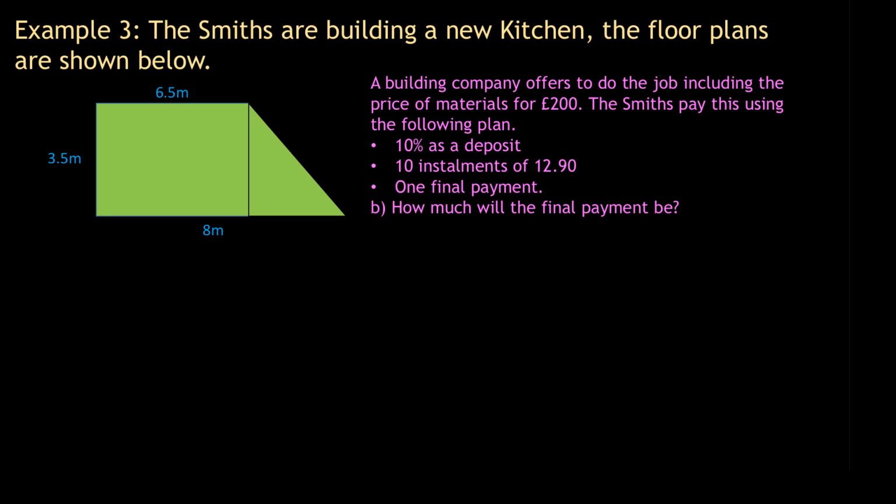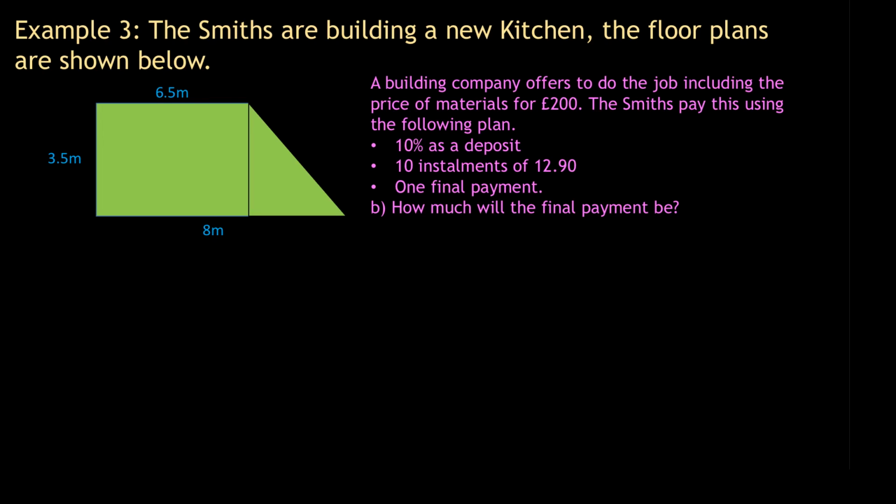And again, what's going to distinguish a question like this from a National 4 question and make it a Nat 5 Apps question is this part B. So it says, a building company offers to do the job, including the price of materials, for £200, and the Smiths pay this using the following payment plan. So they pay 10% as a deposit, 10 instalments of £12.90, and then one final payment. And we're being asked how much the final payment would be.